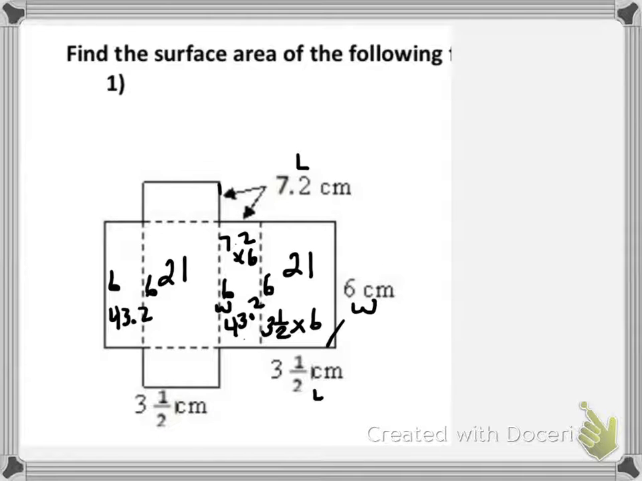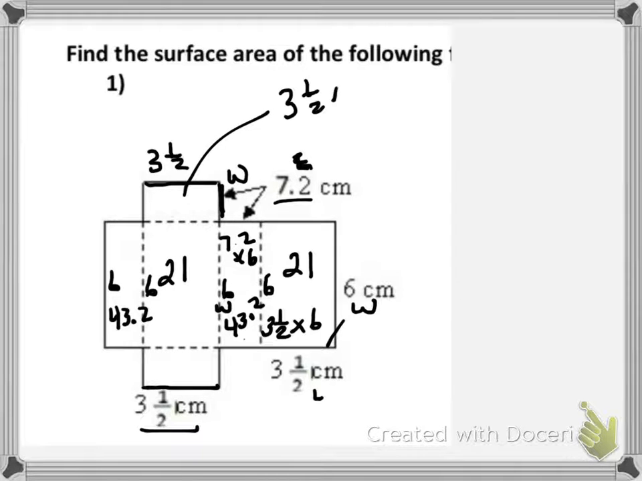Okay, so we know the width here is going to be 7.2, and the length is 3.5, because if the bottom is 3.5, that means the top of that rectangle must also be 3.5. So we're going to multiply 3.5 times 7.2. My writing is not so neat here, let me just put it on the side. 3.5 times 7.2 gives us an area of 25 and 2/10, or 25.2. So again, if we know the top is 25.2, the bottom must also be 25.2.